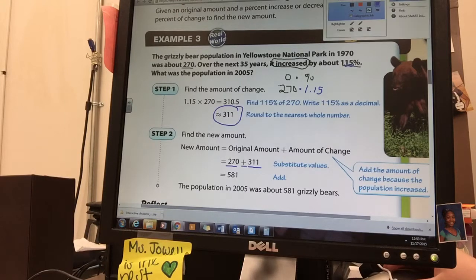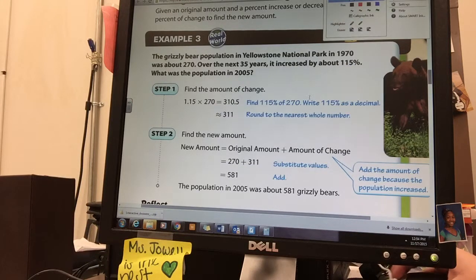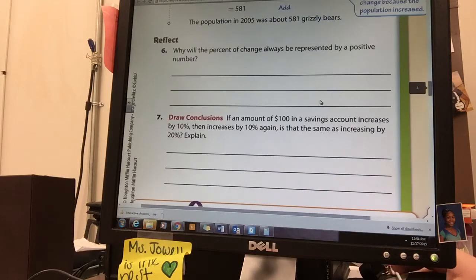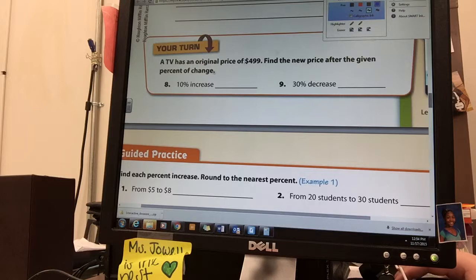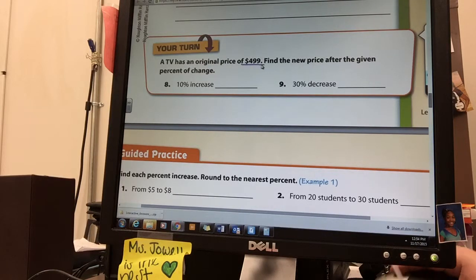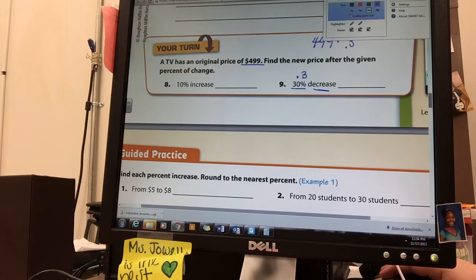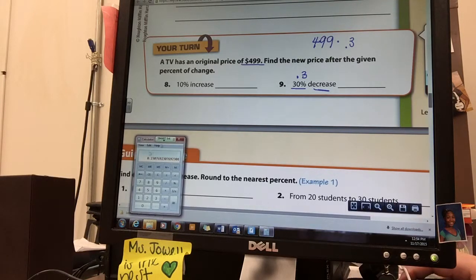So let's look at another one. Let's look at your turn at the bottom. And let's actually do the decrease one because we haven't done a decrease. A TV has an original price of $499. So I'm going to take my original, and I'm going to be multiplying it by that percent. Find the new price after the given percent. So we have a 30%, and it is a decrease. So I'm going to change 30% to a decimal. Multiply it. Again, if you want to call it cheating, that's fine, and get out my calculator.